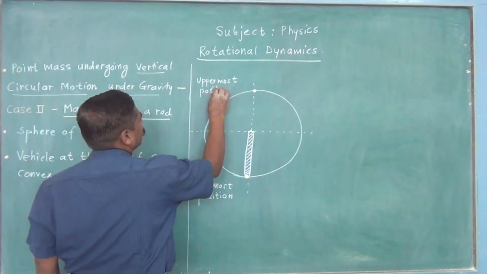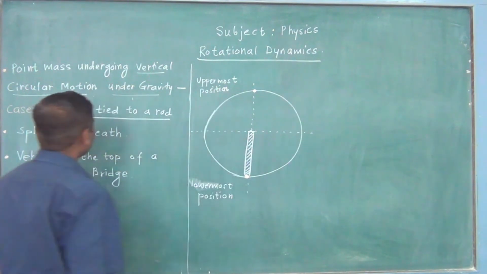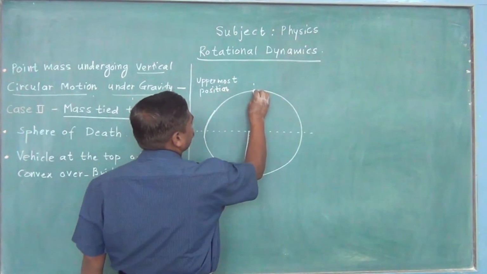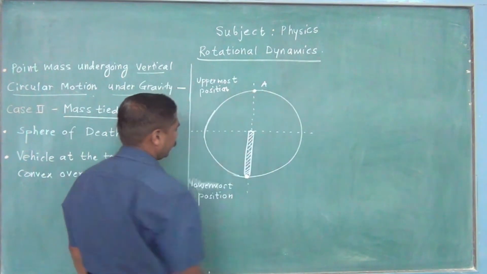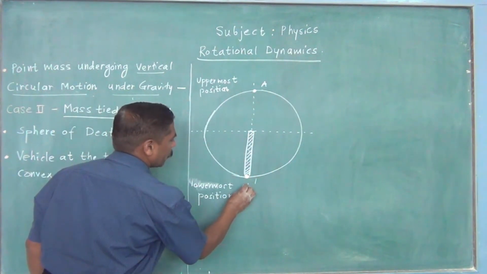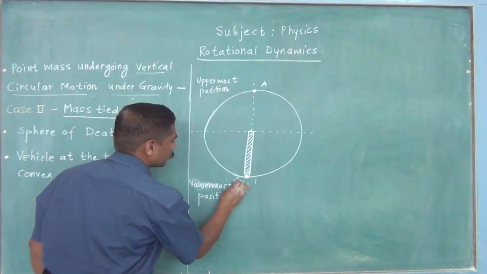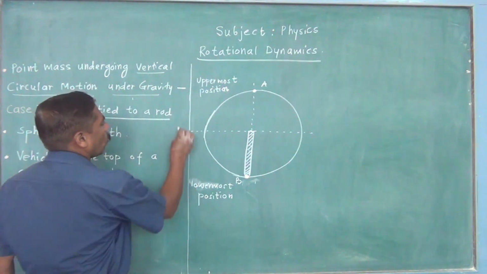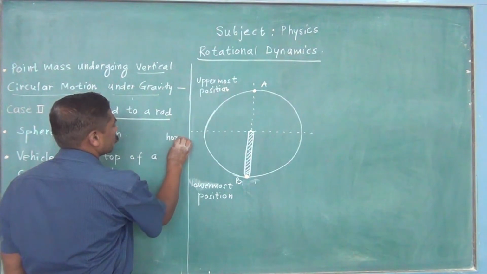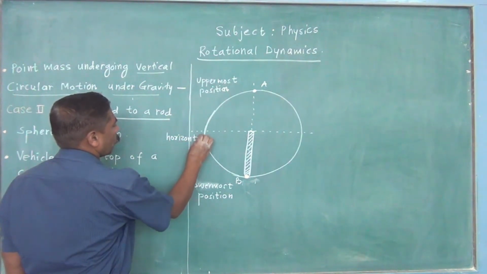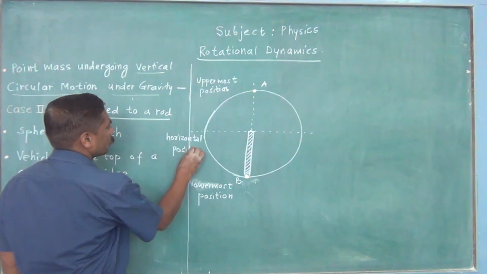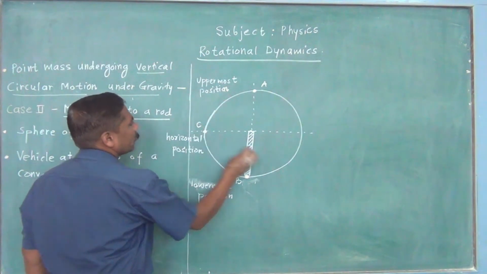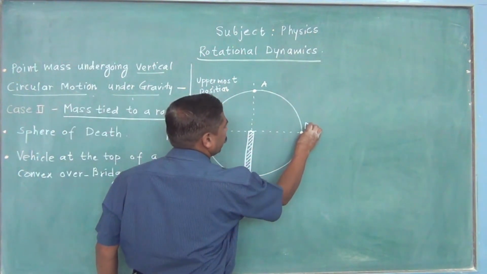So you will find here this rigid rod, now it is moving. Suppose for our simplicity we can say this uppermost point as A, the lowermost point as B, and this position is called the horizontal position. So you will find here again this point as C and this point as D.